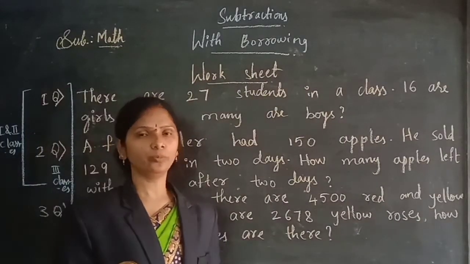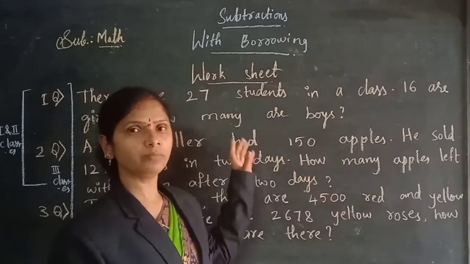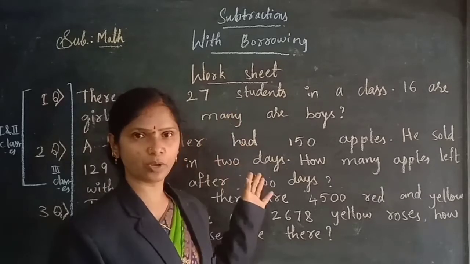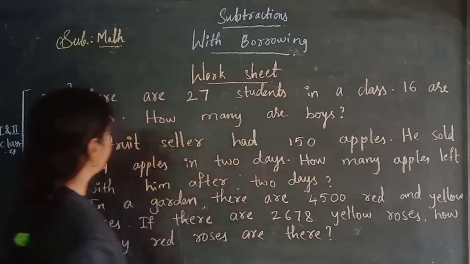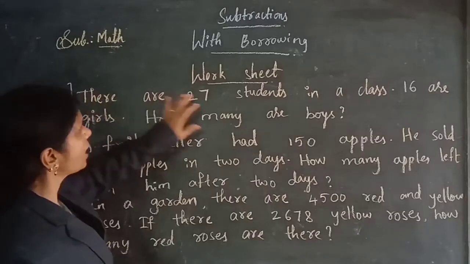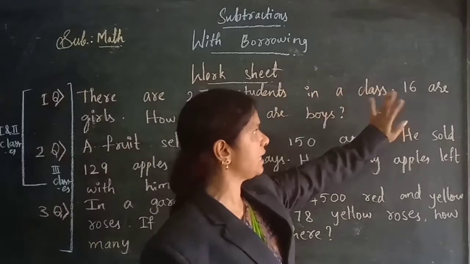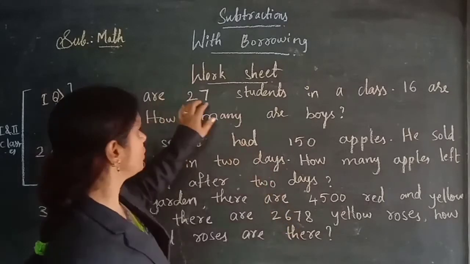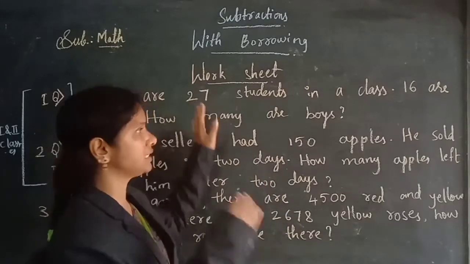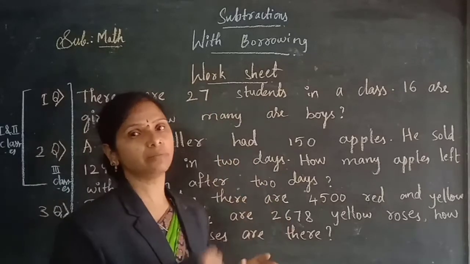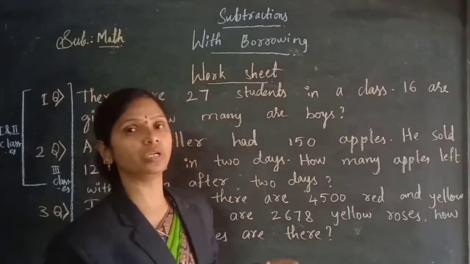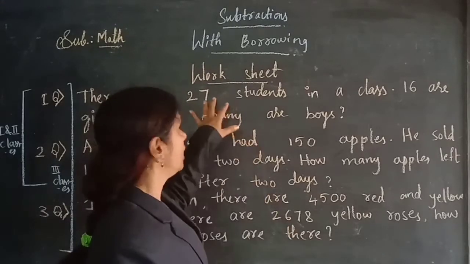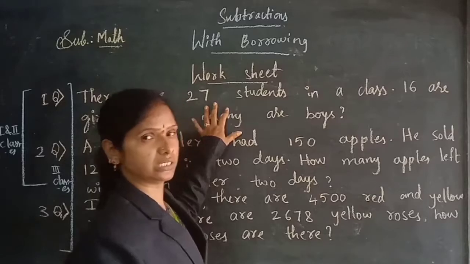Yes, children. I hope you understood the word problems, the word sums of subtraction. I gave a worksheet of subtraction problems. Have a look here. Now the first question. There are 27 students in a class. 16 are girls. How many are boys? 27 students are there in a class, children. In that, 16 are girls. It means the remaining will be the boys only, no? So you need to find the remaining number, which is boys. Then you have to do your subtraction.